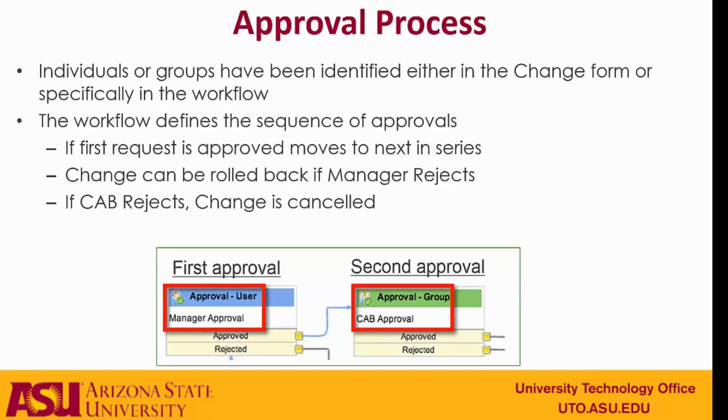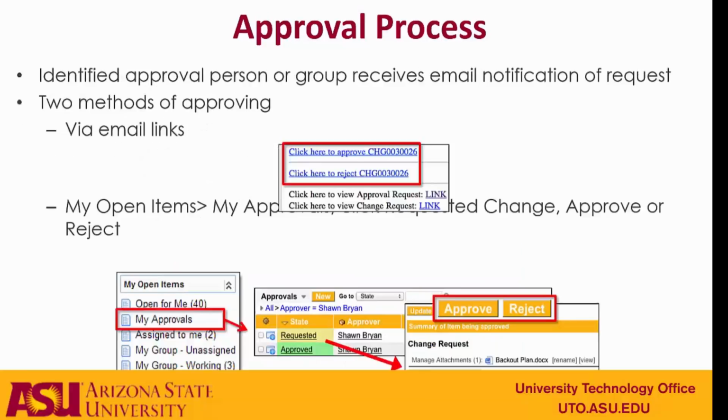The approval process we talked about in the workflow can be seen by clicking on the workflow link. If a manager rejects the change, it will go back into draft state, and you as the initiator can make changes. If the CAB rejects the change, then it gets canceled and you'll have to create a new change request.